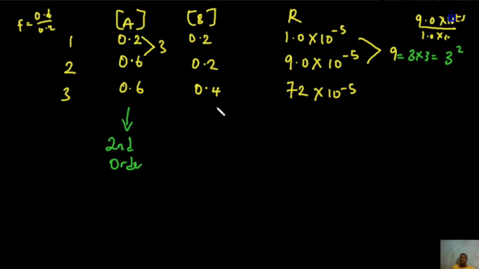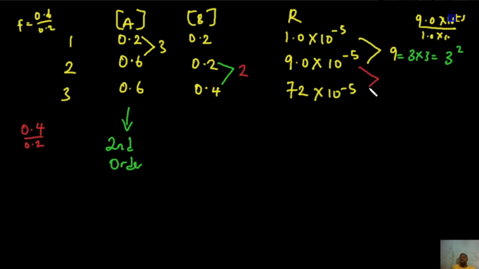Let's find for that of B. In the case of B, we notice that where B was constant between the first and second trial, but between the second and third, it changes. So here we are not considering A again because A is constant. So let's see for B. In the case of B, B went from 0.2 to 0.4. So let's find the factor for B. The factor for B is going to be 0.4 divided by 0.2. And what is that going to give us? This is going to give us 2.